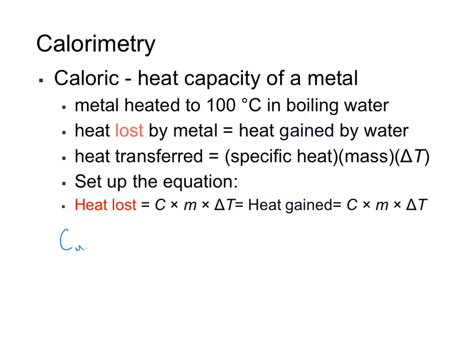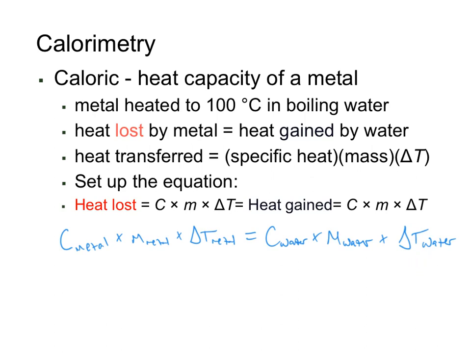And so our specific heat of the metal times our mass of the metal times our delta T of the metal will equal our specific heat of the water times the mass of the water times the delta T of the water. Now these are all quantities that we will be able to either measure or that we know.